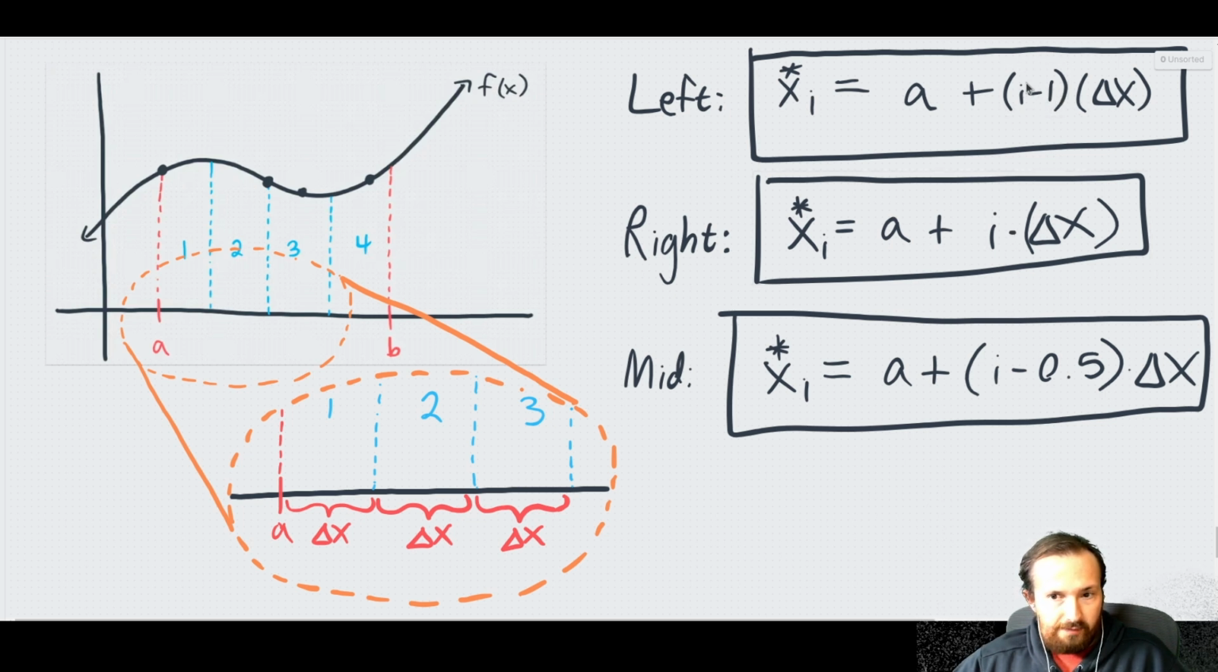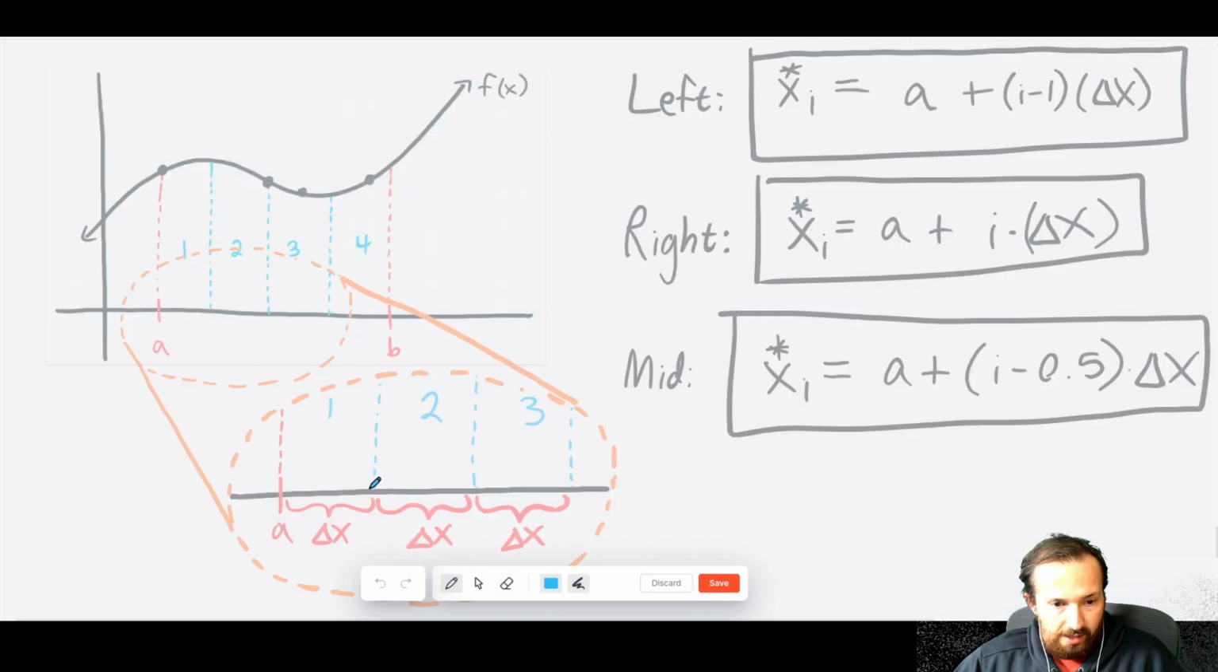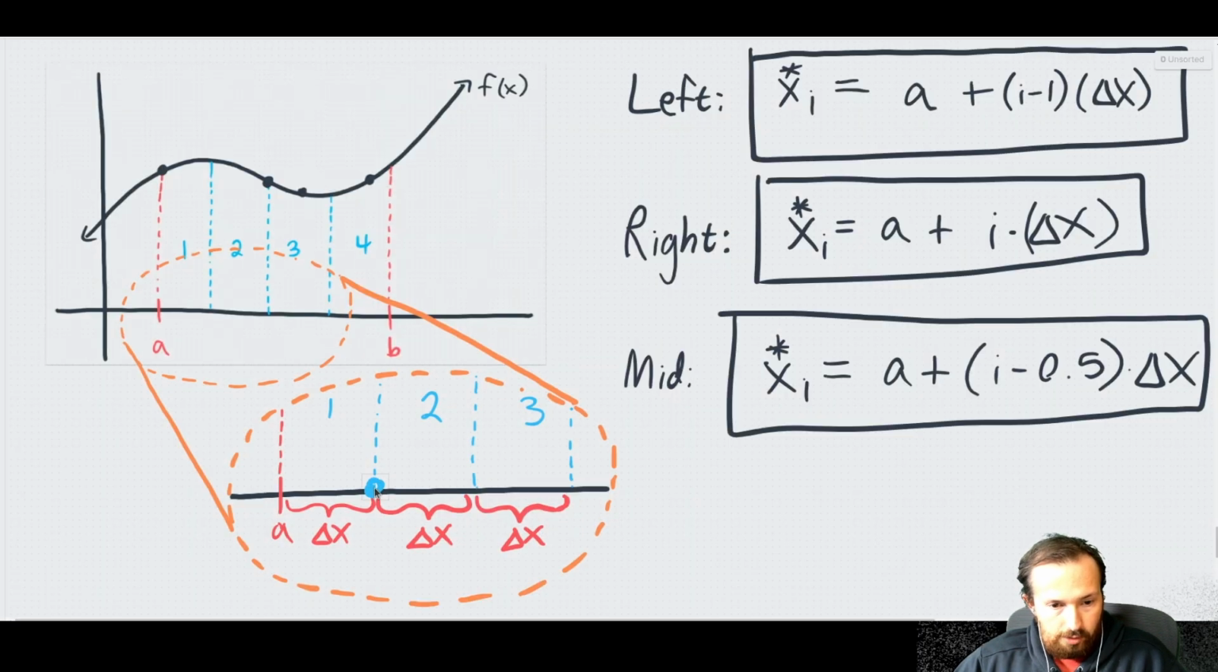So with the left, doesn't it make sense that we're basically doing the same thing as the right, except we're pulling back a whole delta x. We're pulling back one delta x. So you go to the right for the first partition and pull back a whole delta x. That'll get you to the left. For the second partition, go to the right and pull back a whole delta x. That'll give you the left of the partition.